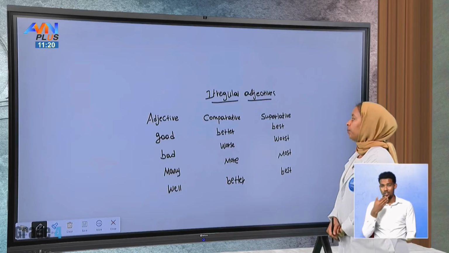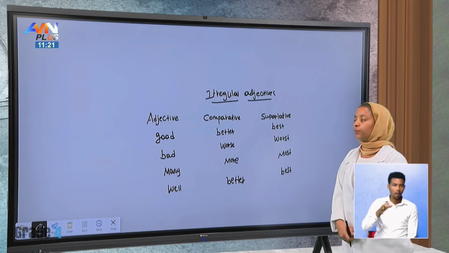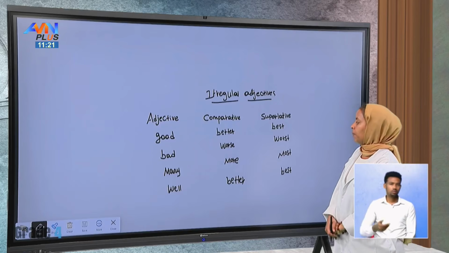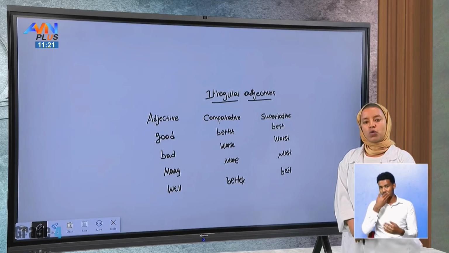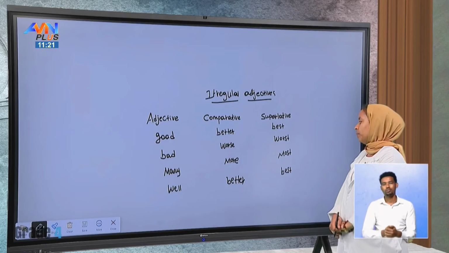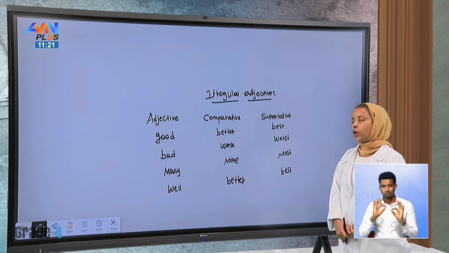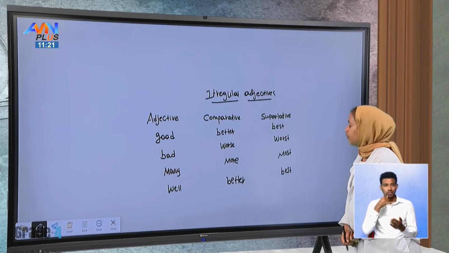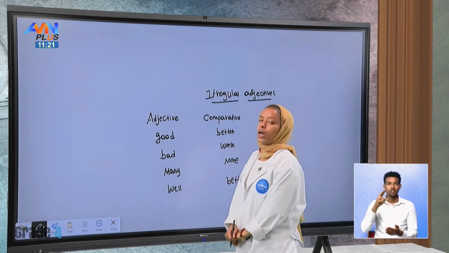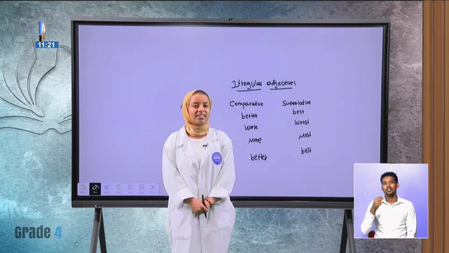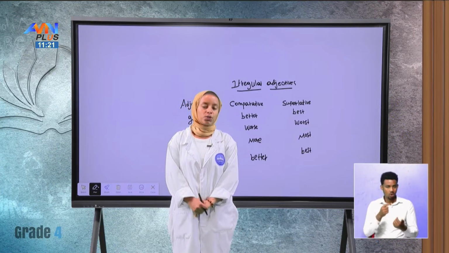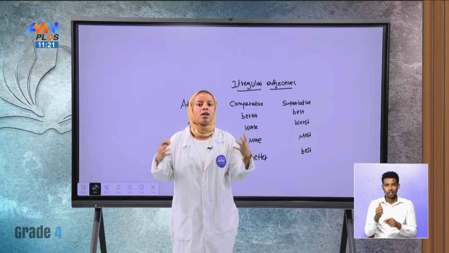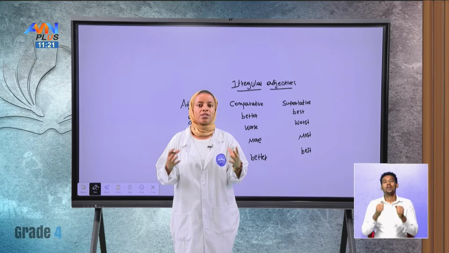Good, better, best. Bad, worse, worst. Many, more, most. Well, better, best. You can use than after a comparative adjective. Before superlative adjectives, you can use the. This is how you are going to use it. Students, let me give you an activity and let us practice how we can use adjective comparison.